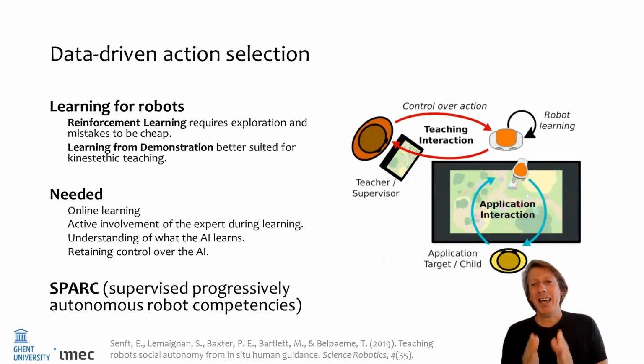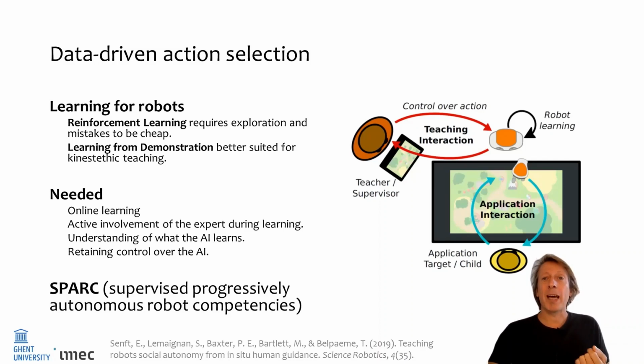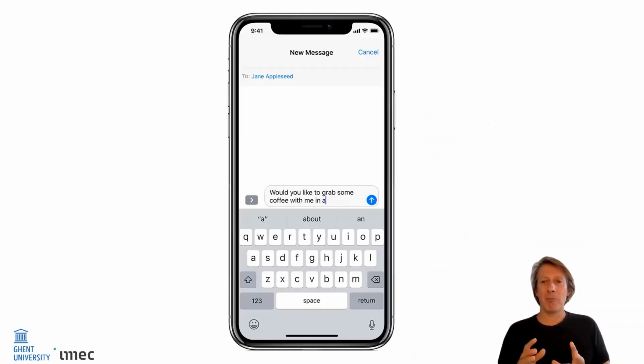And here you will be learning online from a human expert. So there's an expert controlling, teleoperating the robot, and the robot gradually takes over. The best way to explain it is to compare it to autocomplete on a phone.